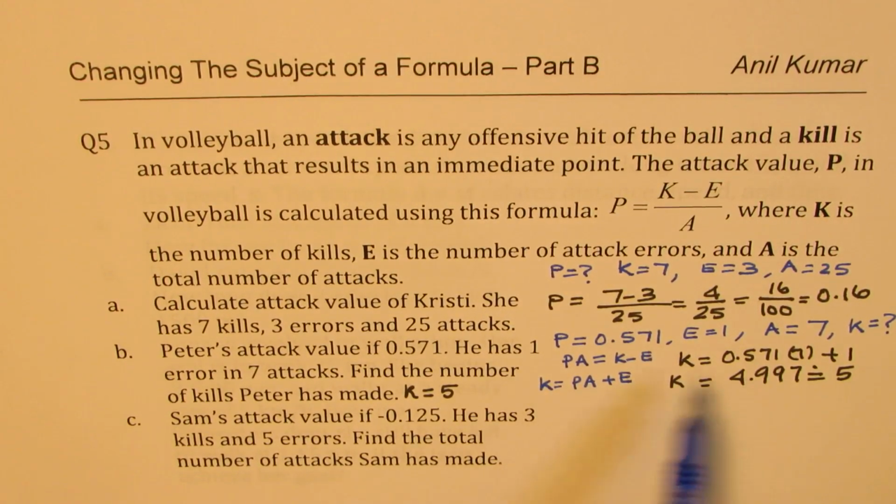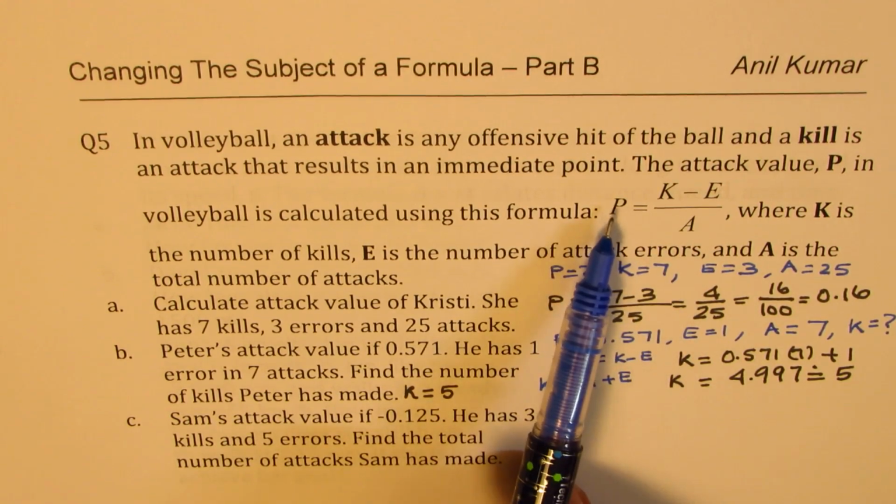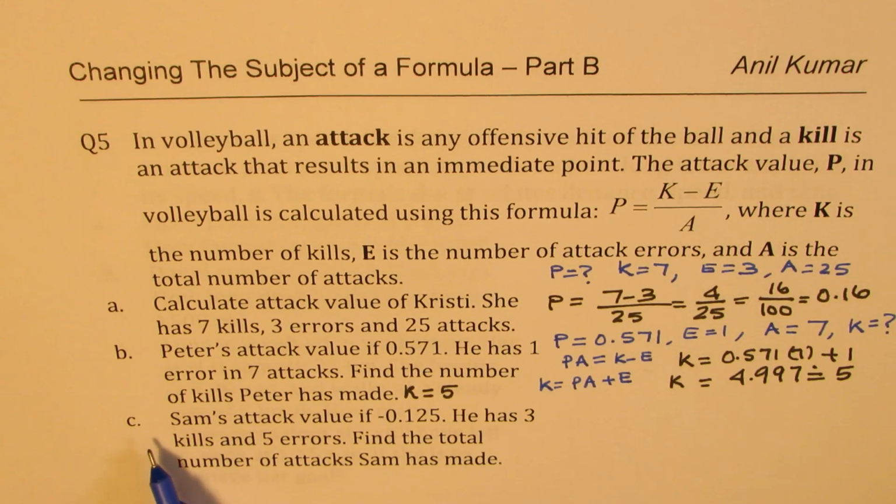So I'd like you to go through it once again. First part is to rearrange the formula. So we multiplied P with A, then added E to find K. Perfect. Let's move to part C.